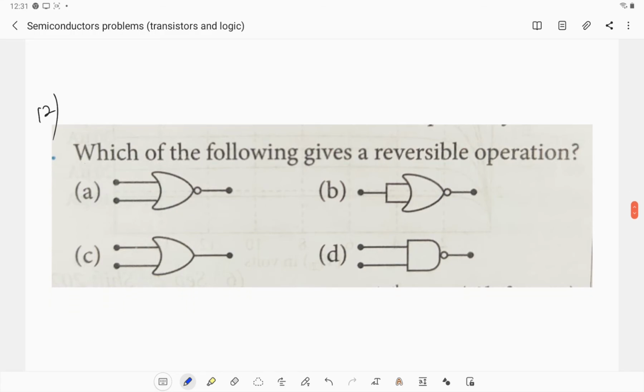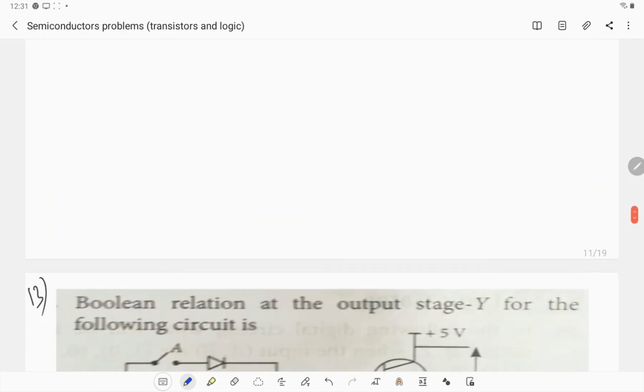If inputs are A and B, output is A into B, that is AND gate. Therefore, here also AND gate. Next, which of the following gives reversible operation? Reversible operation means NOT gate. NOT gate means only one input, one output. Therefore, B is a reversible operation.